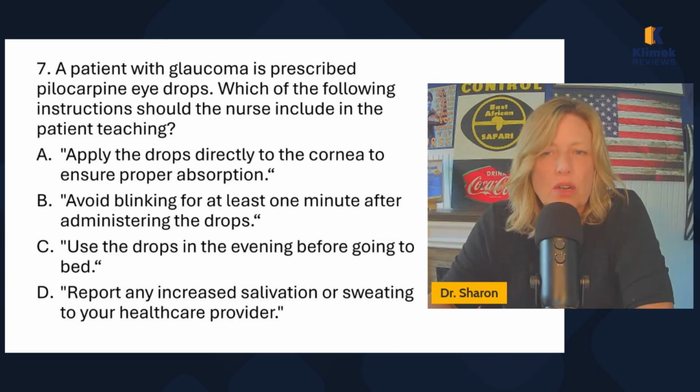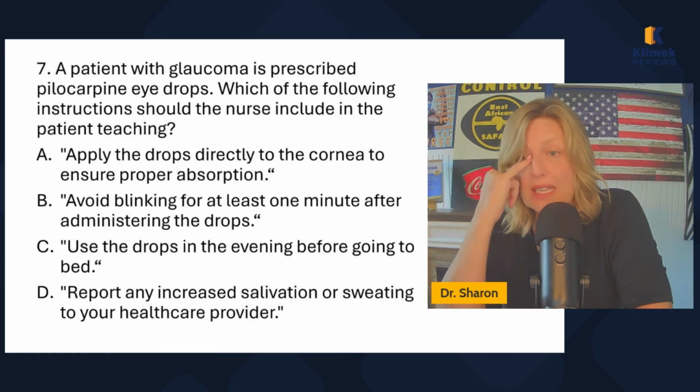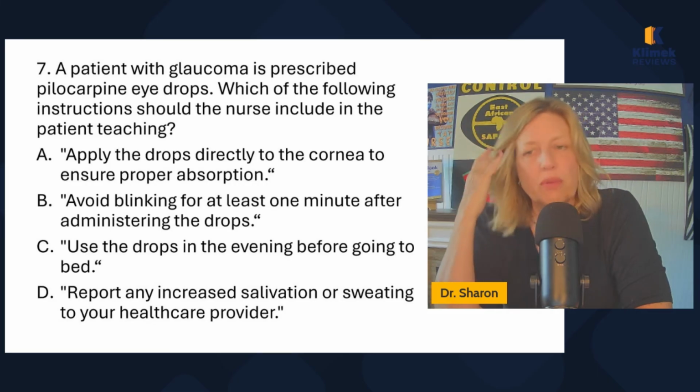A patient with glaucoma is prescribed pilocarpine eye drops. Pilocarpine is a miotic, which causes constriction. Which of the following instructions should the nurse include in the patient teaching? Apply the drops directly to the cornea to ensure proper absorption. No, the correct application is the inner eye, from the inner canthus to the outer canthus. So that's the proper administration.